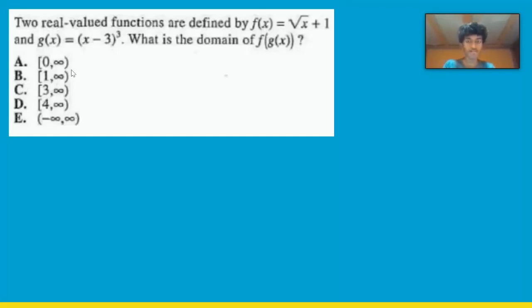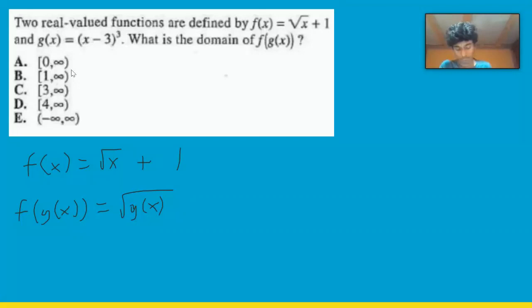All right, so we're asked to find the domain of f of g of x. So first, we should find what f of g of x is. We know that f of x is equal to the square root of x plus 1. And we know that f of g of x is going to be equal to the square root of g of x plus 1.